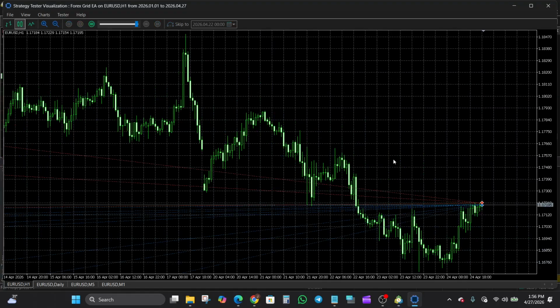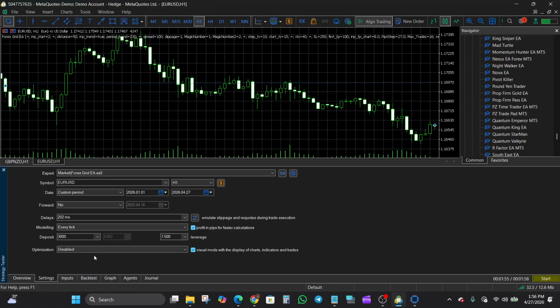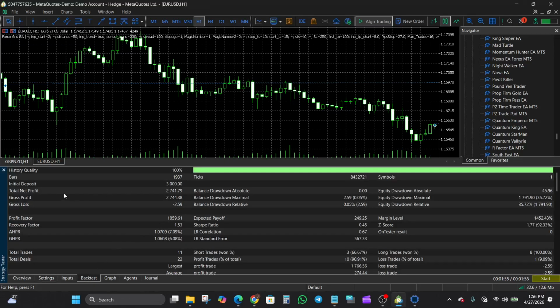Okay, so the backtest has come to an end. Let's just go check the results. We can see that we had an initial deposit of 3,000 US dollars, and the total net profit was a little bit above 90%, because we had $2,741.79 in total net profit. 11 total trades were taken. Short trades were 3 with a 66.67% win rate. Long trades were 8 with a 100% win rate.